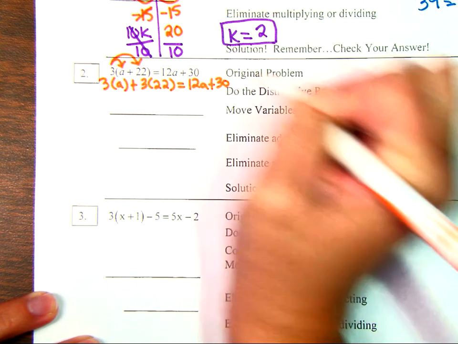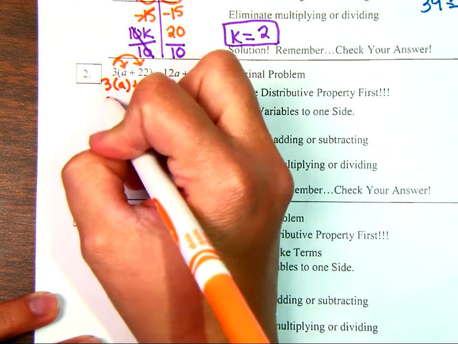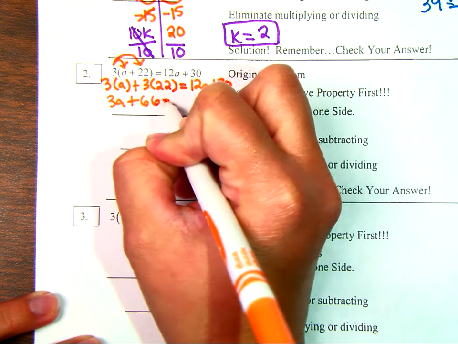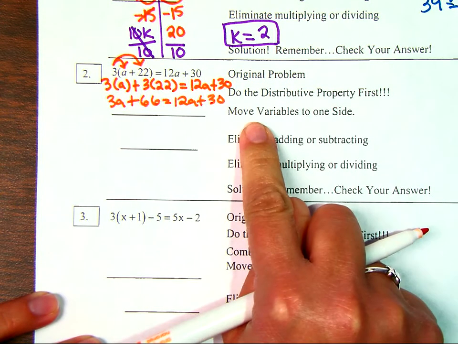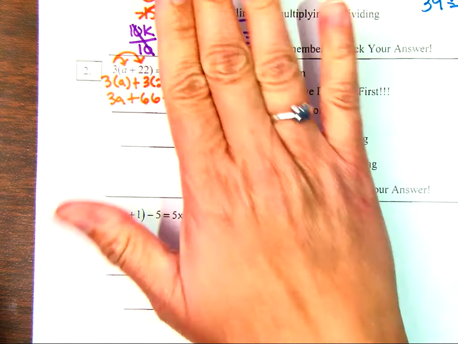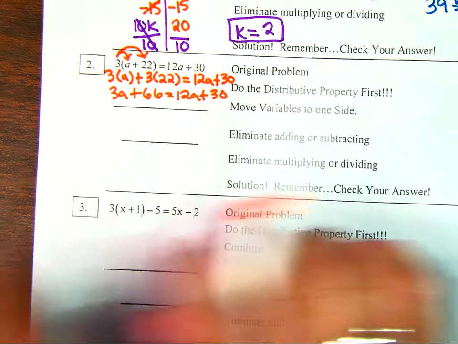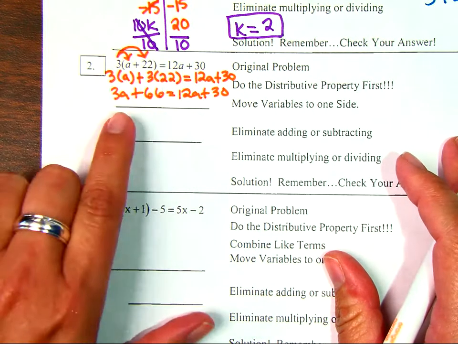So we're bringing everything down that we don't need yet. So 3 groups of a is just 3a. 3 groups of 22 is 66. And then 12a plus 30. Now our next step is combining like terms. So on this side of the equal sign, we can't combine 3a's with 66. We can't combine 12a's with 30's because your variables are not the same as integers.